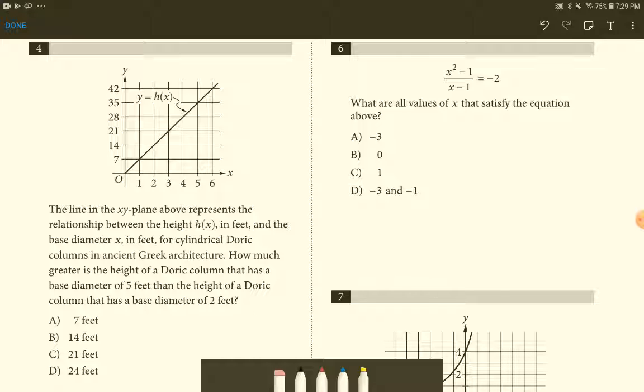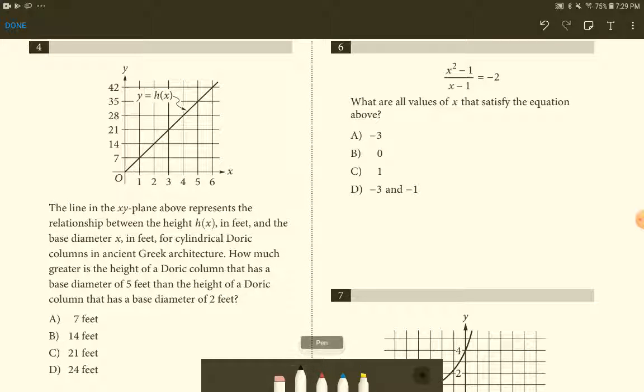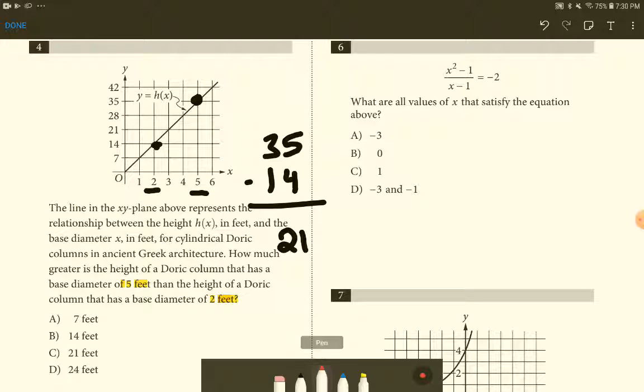35 for number 5. And it has a base diameter of 35. And for our 2 feet, it would be 2 right here, so 14. So 14. And then we subtract these numbers to find the difference, or how much greater it was. So that would be 21. And if we look at our answers, it's not 7, it's not 14, and C is 21.